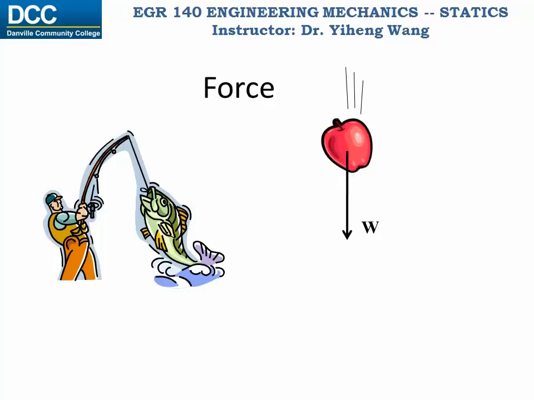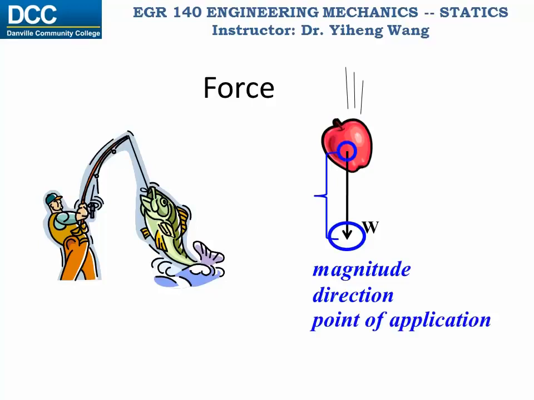Force is a vector, and it is fully described by magnitude, direction, and point of application. In SI system, the unit of force is given in newtons, while in the US customary system, its unit is given in pounds.